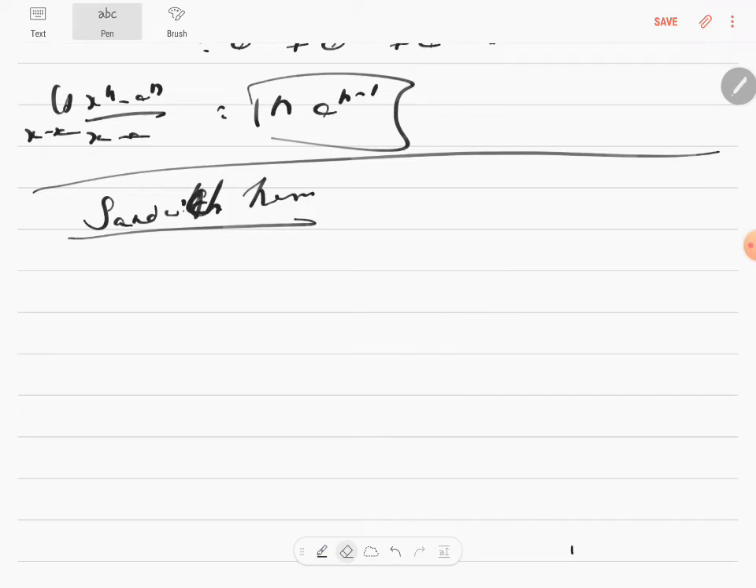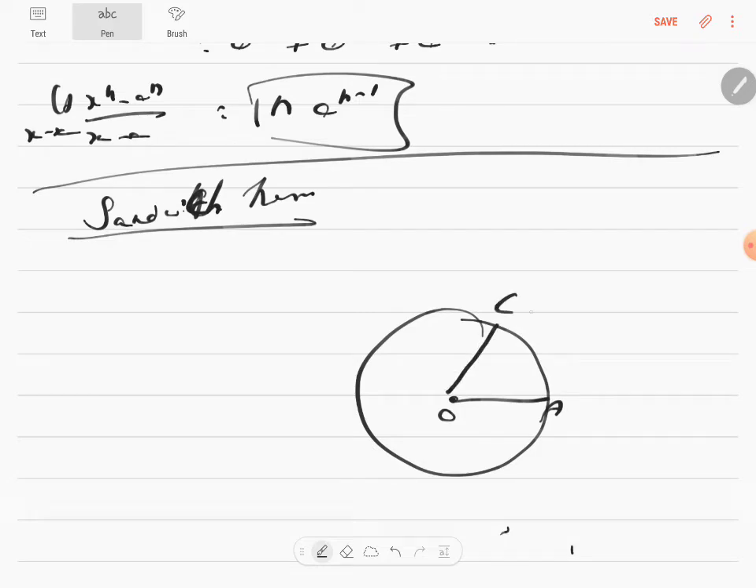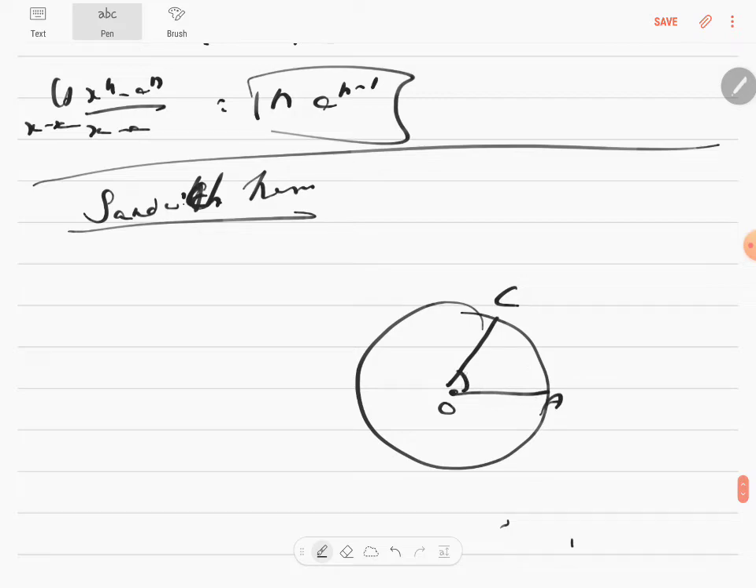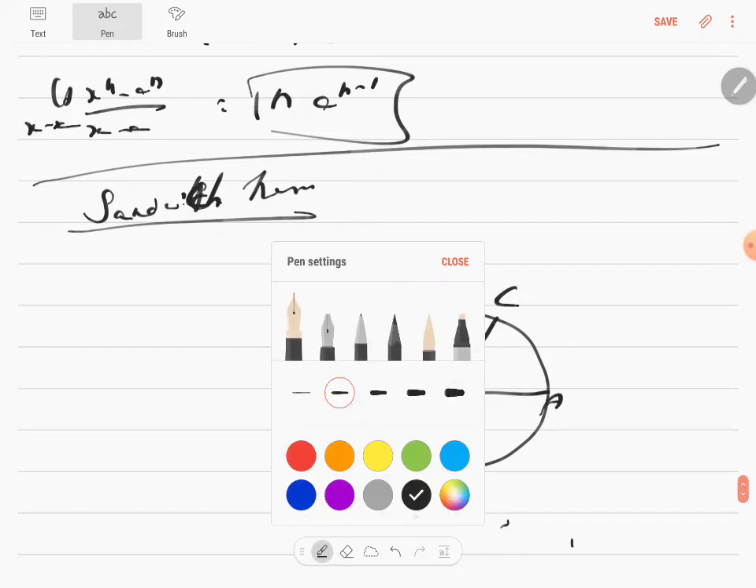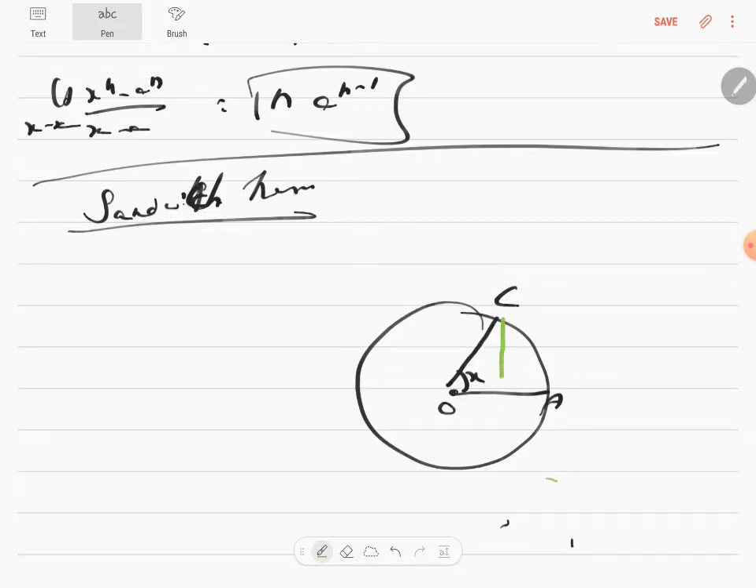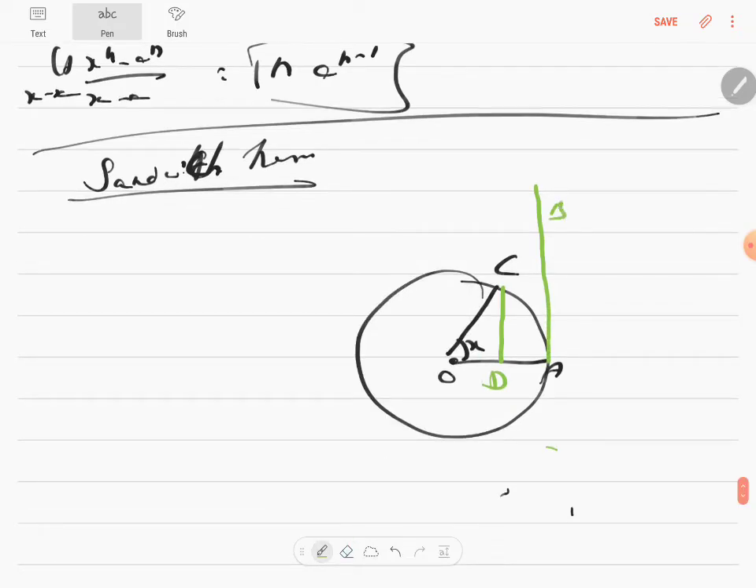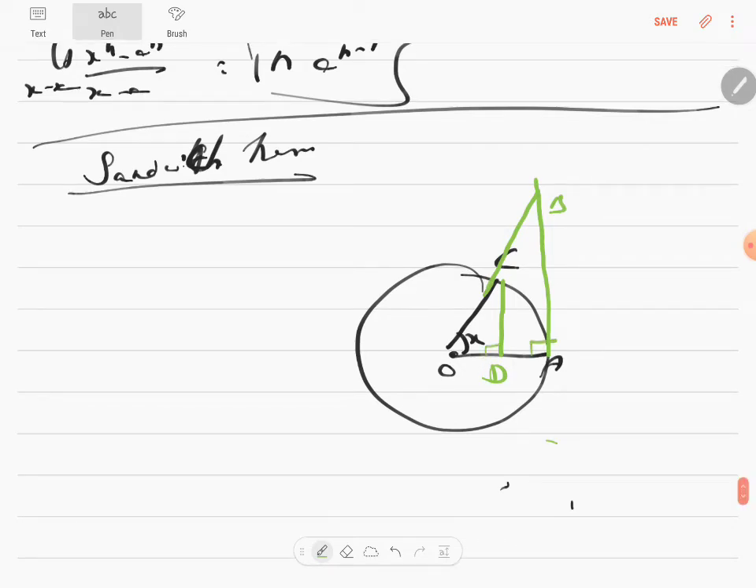First draw a circle. Draw one radius which is OA. Draw another radius which is OC, so that you get a sector OAC. Now mark this angle as x. Draw a normal, a perpendicular here, and name it D. Parallel to CD, draw another line in such a way that it is at B, and you can extend this line so that it meets at B. So that you get a right triangle here also. You get a small right triangle and a big triangle.